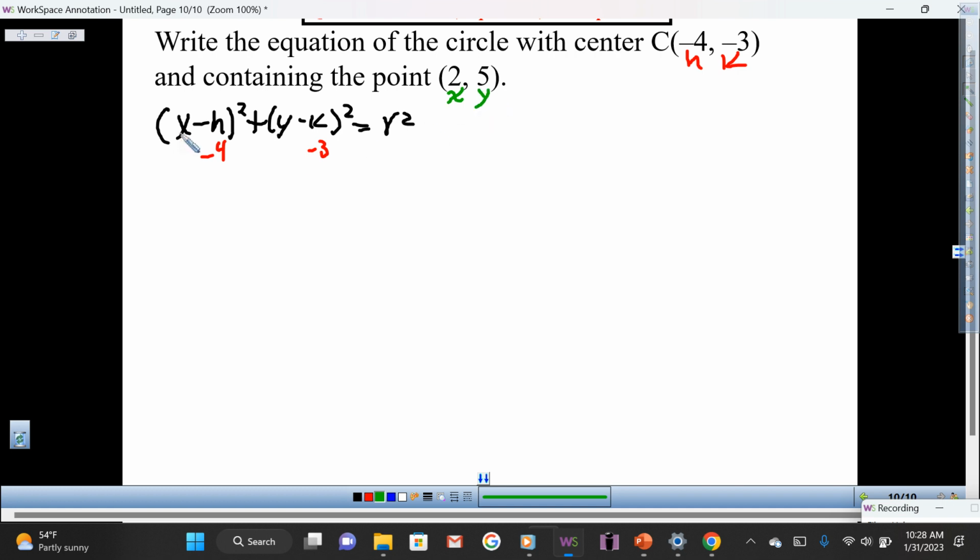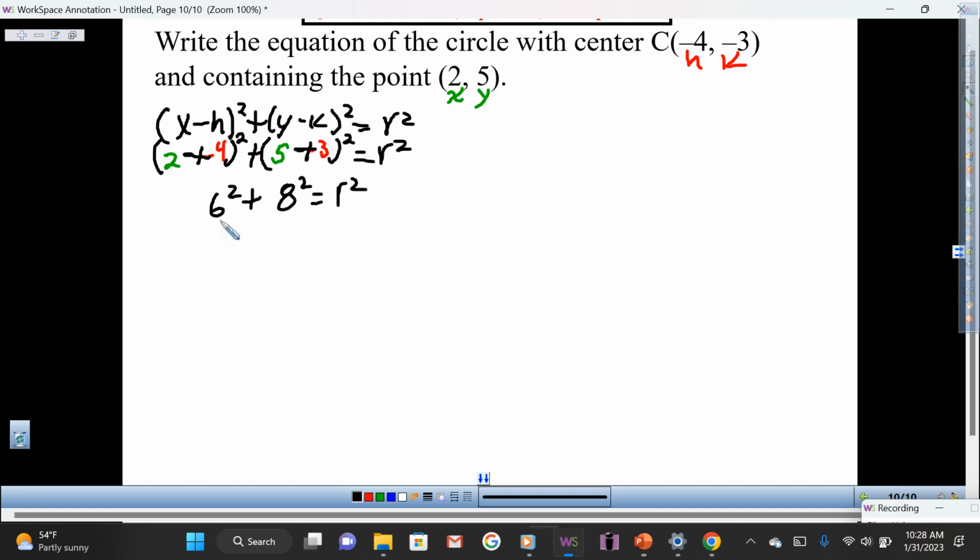So that means here on x I'm going to substitute 2. And for the y I'm going to substitute what? 5. So watch. I'm going to bring everything else down: (2 minus (-4)) squared plus (5 minus (-3)) squared equals r squared. So far so good, yes? So, what is negative times a negative? Positive. So what is 2 plus 4? That's 6 squared. Negative times a negative is a positive, 5 plus 3, that's 8, squared, equals r squared.